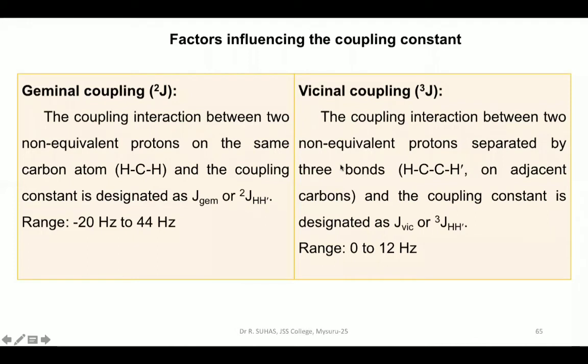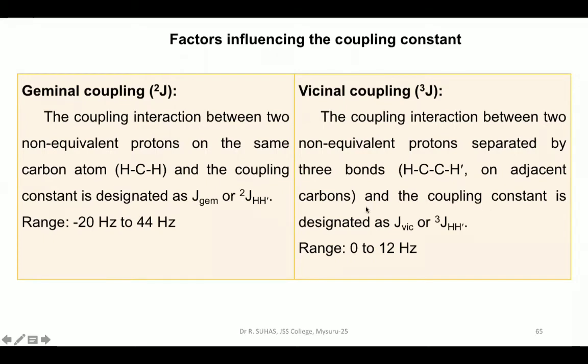Coming to vicinal coupling, it is represented as J3 because here the two protons are separated by three bonds: 1, 2 and 3. And because it is separated by three bonds, it is represented as J superscript 3. Here the coupling interaction will be between the two non-equivalent protons separated by three bonds on the adjacent carbon. Here, same carbon, but here it is adjacent carbon.